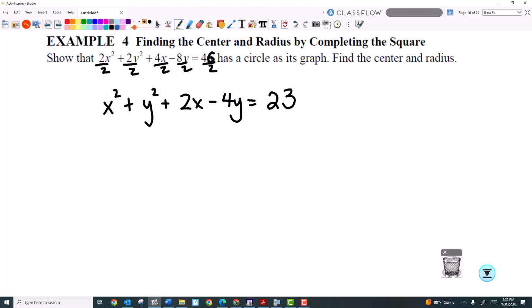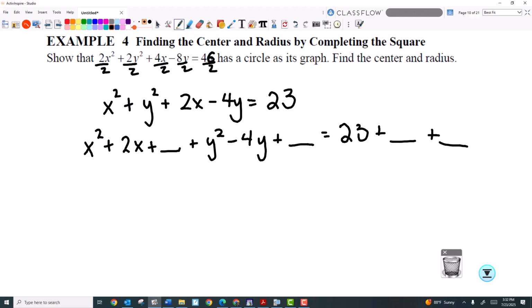And now we're going to do the same thing we just did, but we're going to get our x's together. So x squared plus 2x plus a blank plus y squared minus 4y plus a blank equals 23 plus a blank plus a blank. And I'm going to go ahead and highlight that again because I feel like that was helpful. Okay, so completing the square, you take half of your middle term. Half of 2 is 1, squared is 1. And then half of 4 is 2, squared is 4. And then you fill in the 1 and the 4.